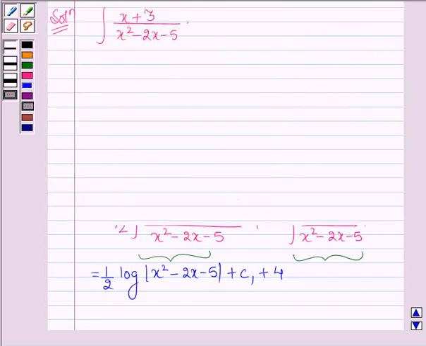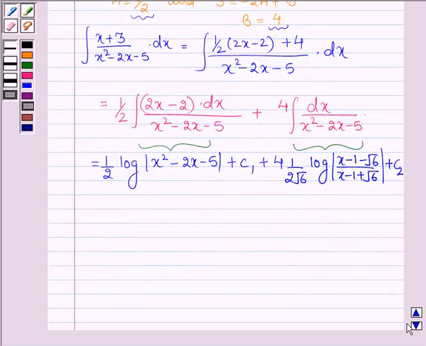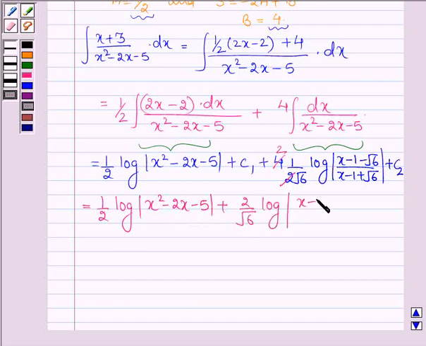So here the value of this integral is equal to 1 upon 2 root 6 log mod x minus 1 minus root 6 upon x minus 1 plus root 6 plus a constant c2, which is further equal to half log mod x square minus 2x minus 5 plus 2 into 2 is 4, so we have 2 upon root 6 log mod x minus 1 minus root 6 upon x minus 1 plus root 6 plus a constant c, where c is the sum of c1 and c2.